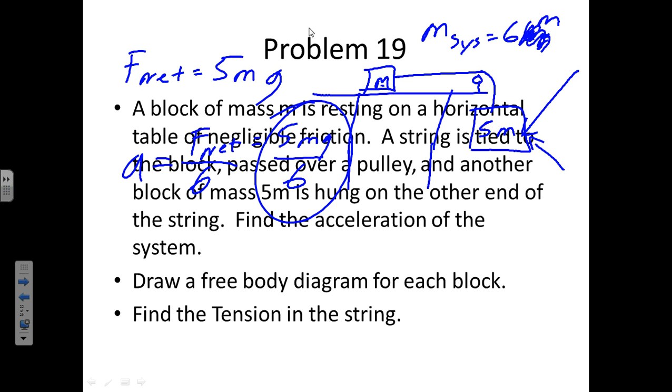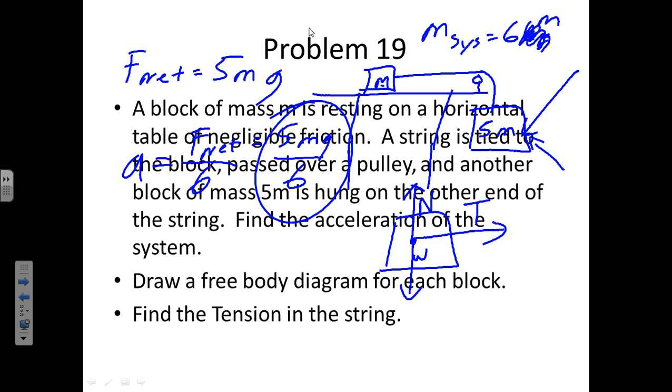All right. The next part says draw a free body diagram for each block. So let's start with the one sitting on the table. One sitting on the table, we've got the weight acting down. You guys who are in here, what's acting up? Normal force, equal, opposite. Those two cancel out. And then we've got acting this way, what force? The tension in the rope. That's it.